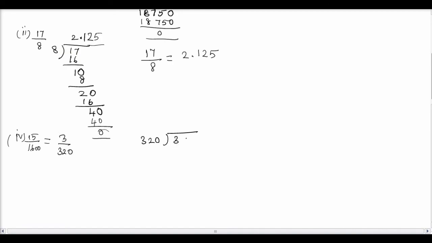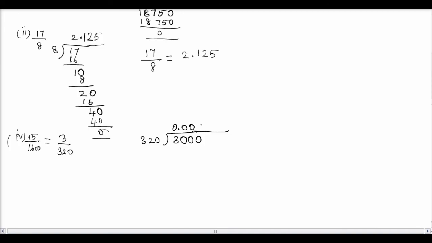We cannot divide this 3 by 320. So let me take 0 in the quotient and start with the decimal point. Now include 0, still we couldn't divide. Then include one more 0, we couldn't divide. Then include one more 0. So 3000, now we can divide it by 320, and for all the zeros I have included, I include 0 in the quotient also.